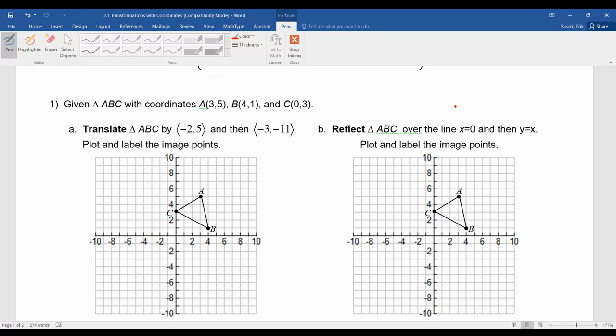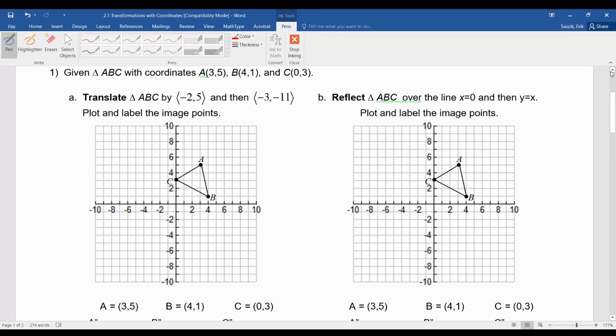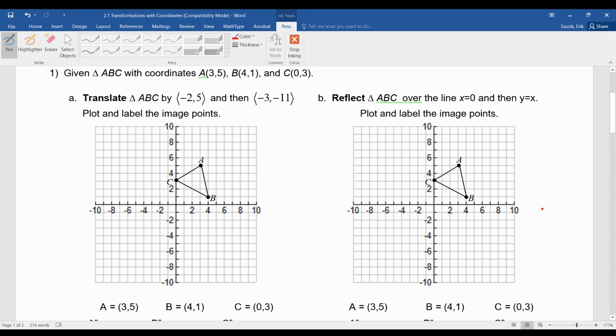Translations are very basic. I'm not going to spend much time with this, okay? Because translations are just a slide, right? So if you're asked to do two translations, adjust by -2, 5 and -3, 11. So you can just do it all, and then further down, you're supposed to write.